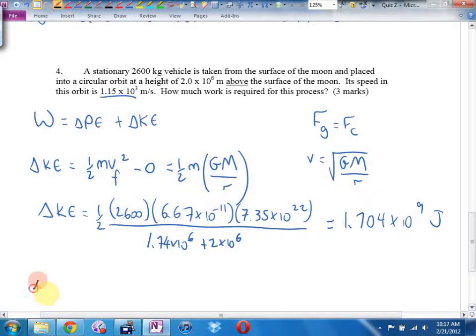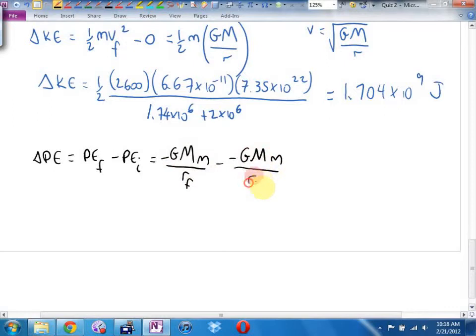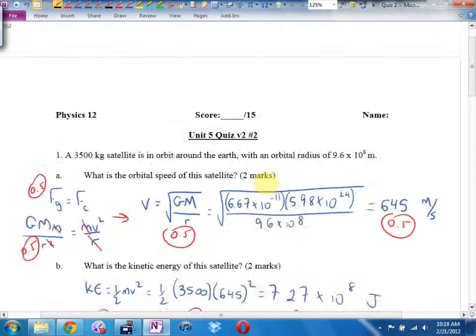What's changing anything, Katie? It's going to be negative big G big M little m over R final minus negative big G big M little m over R initial. In the interest of time, I'm going to wimp out a little bit here.